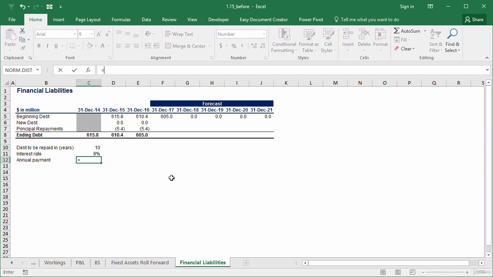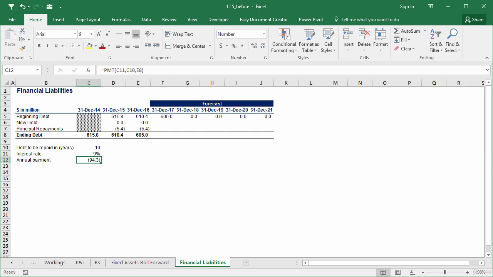Excel makes this easy. We can simply use the PMT function. I'll select the loan rate, the number of periods in which it will be repaid, and the present value of the amount to be repaid. Here's the amount.